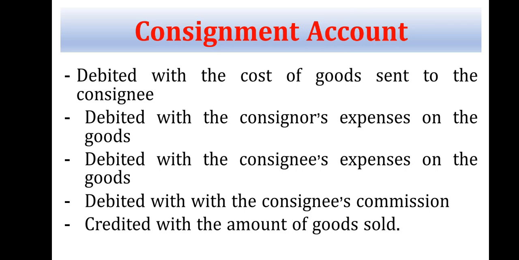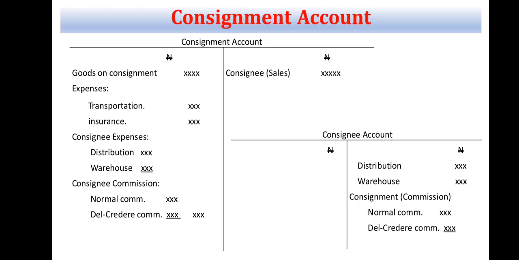So now the last one is a credit, that is the consignment account is credited with the amount of goods sold. Which means sales. We credit the consignment account with the amount realized from the sales of the goods, while the corresponding debit entry goes to the consignee account, because it is the consignee that actually sold all those goods. So we are receiving the payment from the consignee. That means the consignee account will be debited with the amount.